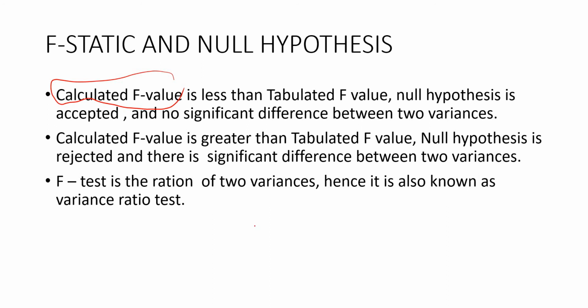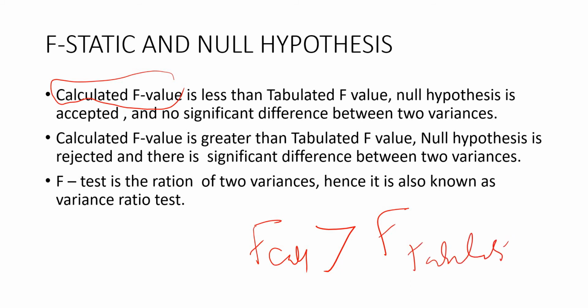If the calculated F value, F calculated, is greater than the F tabulated from the F distribution table, you will calculate one value by using the formula, and that value is greater than the tabulated value. Then the null hypothesis is rejected and there is a significant difference between the two variances. F test is the ratio of two variances, hence it is known as the variance ratio test as well.